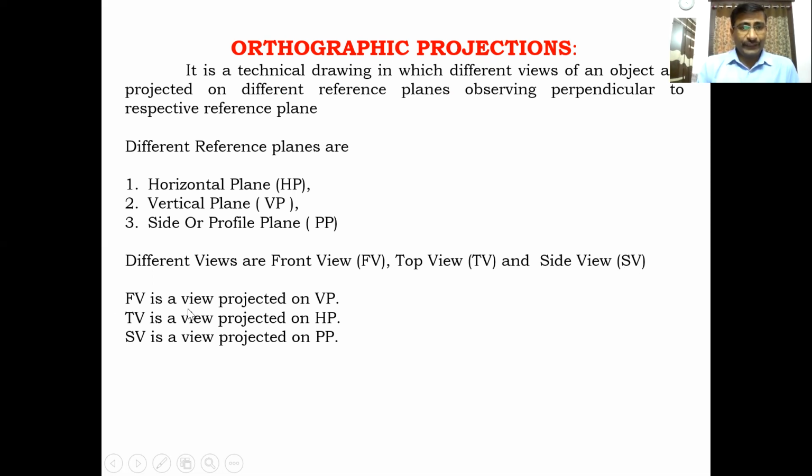Clear? So FV is the view projected onto the vertical plane. Front view is always projected onto the vertical plane when looking from the front side of the object. Top view is the view projected onto HP. So the top view is always projected onto the horizontal plane, which is below the XY line, when looking from the top side of the object. SV is a view projected onto the profile plane. Side view is projected onto the profile plane.